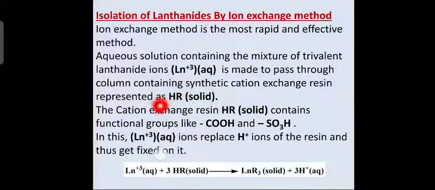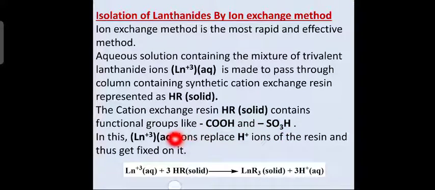The cation exchange resin HR, which is in the solid form, contains functional groups like the carboxyl group and the sulfonic acid group. What is the formula of the carboxyl group? COOH. And the formula of sulfonic acid? SO3H. So the cation exchange resin consists of two functional groups: the carboxyl group and the sulfonic acid group.